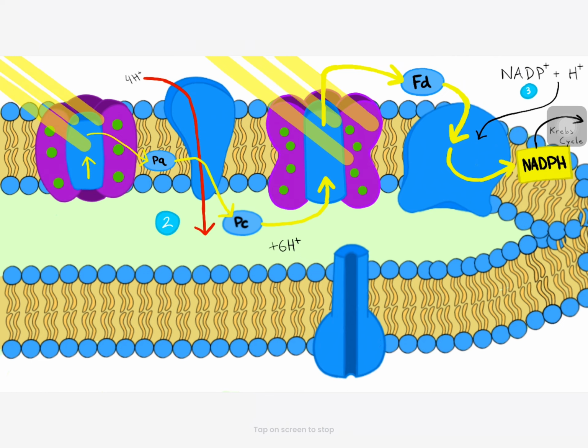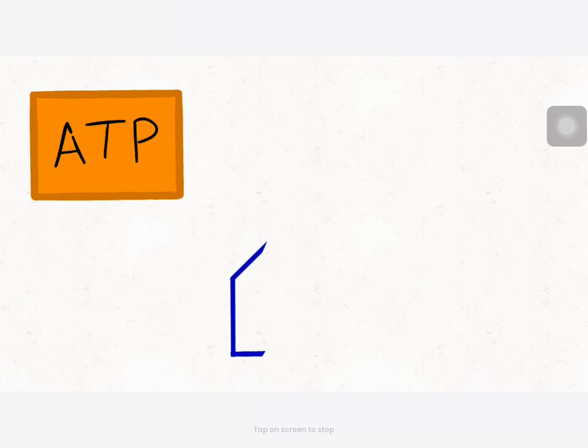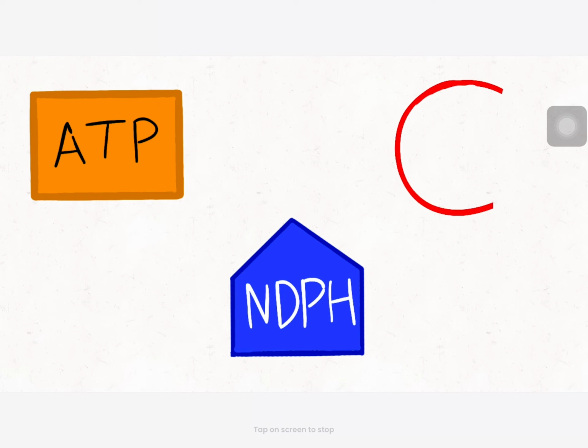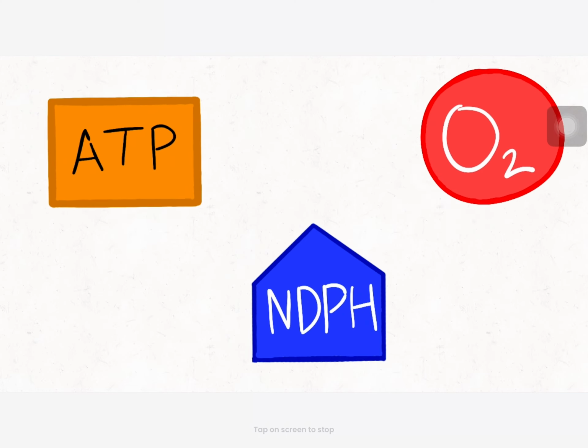ATP synthase accepts one proton from the lumen space and releases a different proton into the stroma space to create the energy it needs to synthesize ATP. This transfer is powered by the proton gradient created by the other complexes in the photosynthetic ETC. ATP, NADPH, and O2, which is molecular oxygen, are the vital final products of photosynthesis.